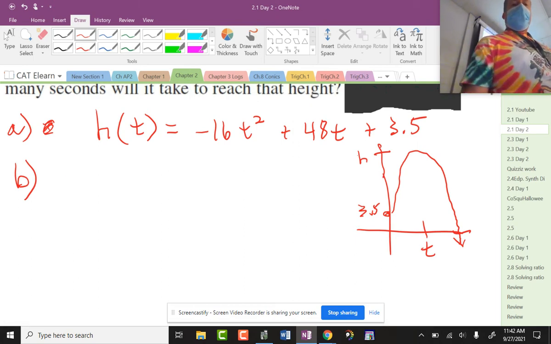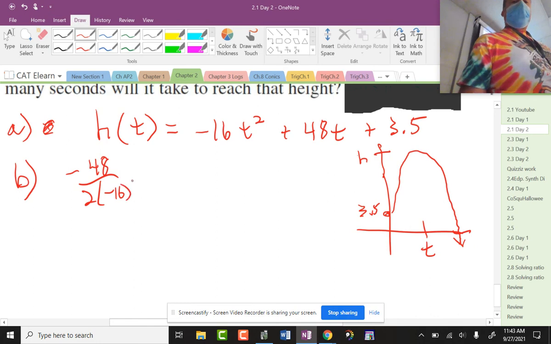How do I find a vertex? Negative, say it. Negative b over 2a, and then look at what happens.